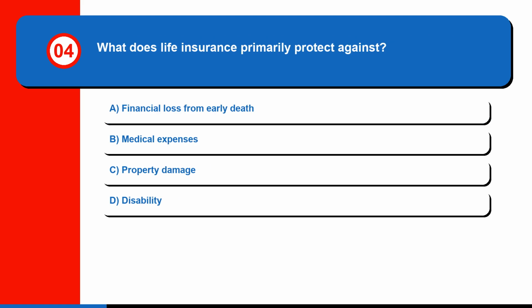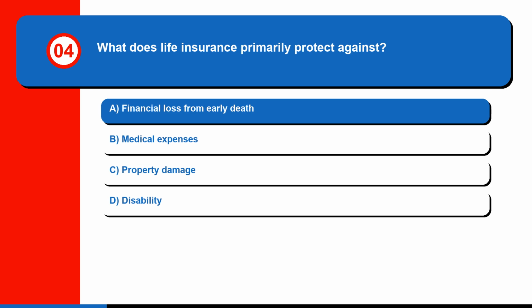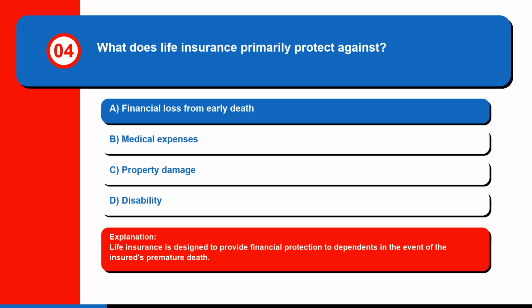Question 4. What does life insurance primarily protect against? A. Financial loss from early death, B. Medical expenses, C. Property damage, or D. Disability. The correct answer is A. Financial loss from early death. Life insurance is designed to provide financial protection to dependents in the event of the insured's premature death.